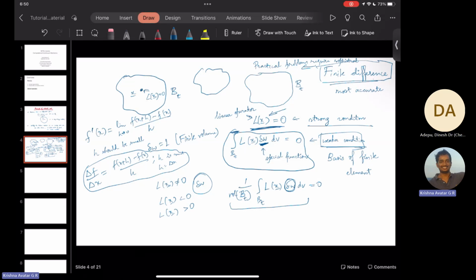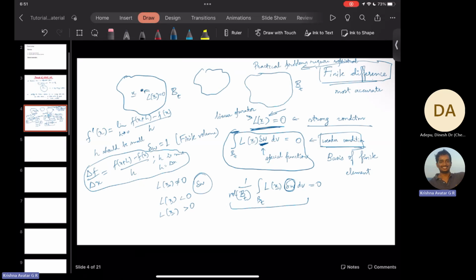It doesn't satisfy conservation of mass, conservation of momentum, or energy. It's accurate because of its philosophy, because it works on the derivatives itself. If some method works with the differential equation itself, we have a lot of power to modify it as much as we can and bring it as close as possible to the calculus limit. That is the reason that finite difference is the most accurate.